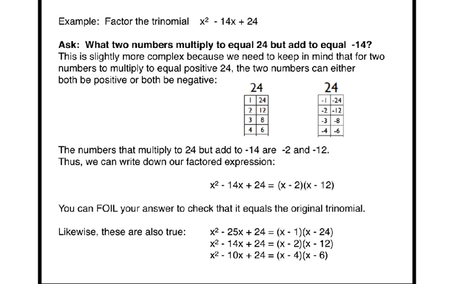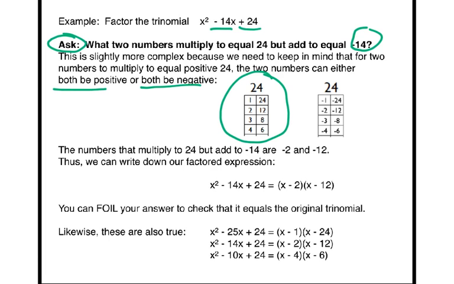Here's another example. Factor this trinomial, x squared minus 14x plus 24. As always, we ask the question, what two numbers multiply to equal 24, but add to equal negative 14? This is slightly more complex because we need to keep in mind that for two numbers to multiply to equal positive 24, the two numbers can either both be positive or both be negative. Look at my factor tables. Here I have both numbers positive multiplying to equal positive 24. Here I have both numbers negative multiplying to equal positive 24. Remember that a negative times a negative is a positive.